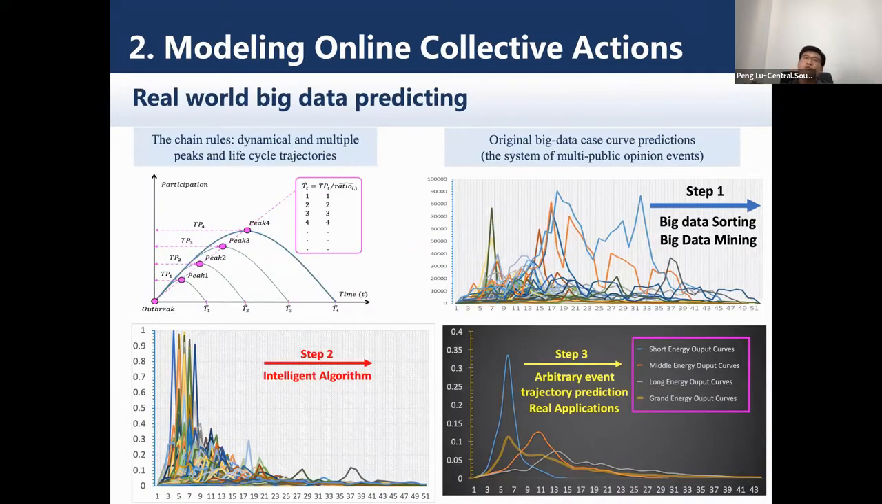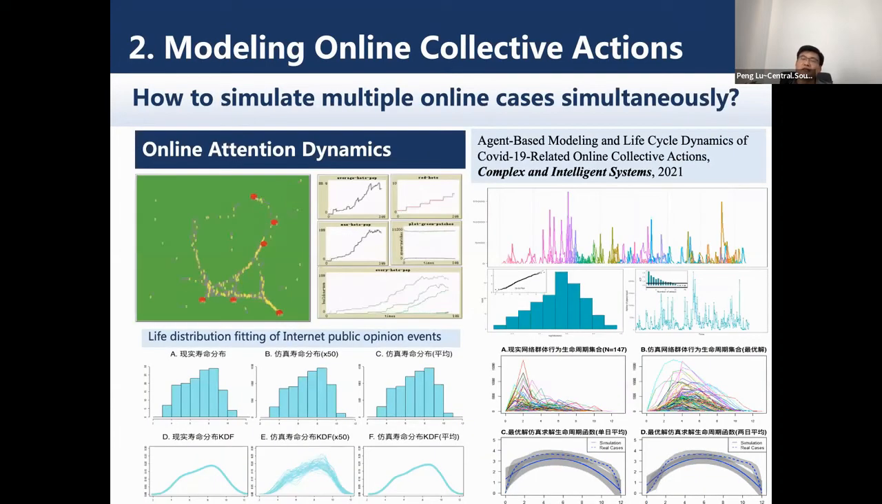The previous modeling is used to predict the life cycle of single cases. But we know that they interact with each other. So we should model the whole system with multiple online cases simultaneously. So we propose the mechanism of online attention dynamics. Using this dynamics design, we can precisely match real-world cases and features.